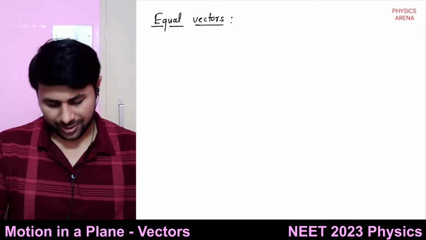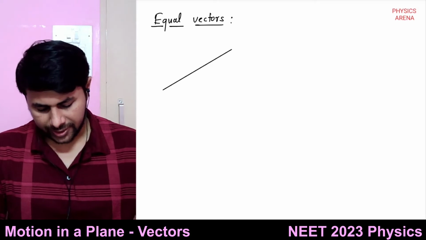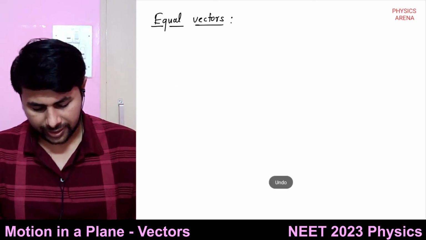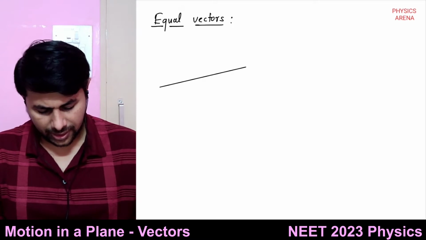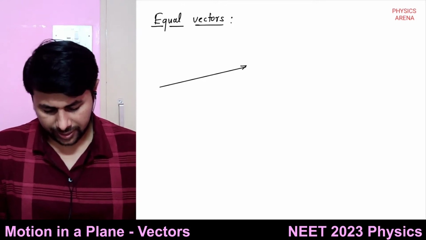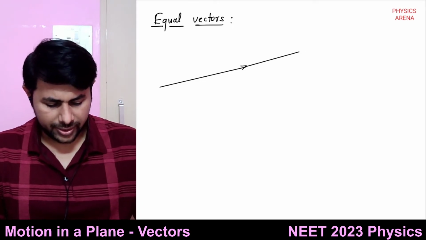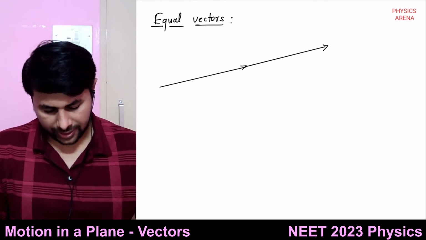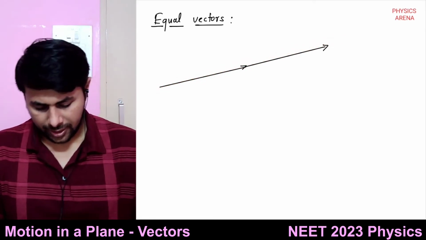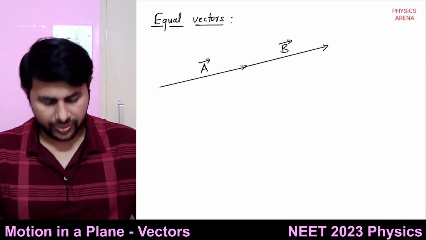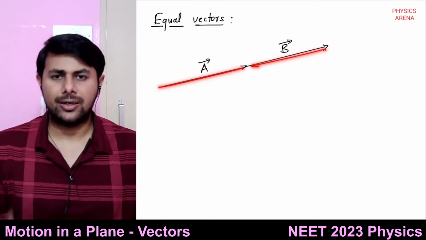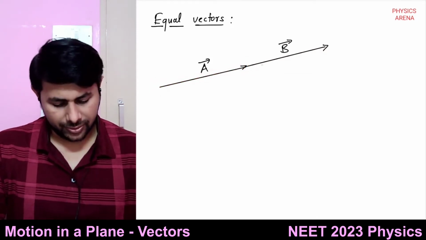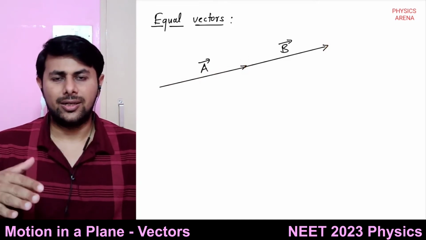So what would be equal vectors? Equal vectors are vectors having the same magnitude and the same direction. So this is one vector and I have another vector, so I can draw it like this. These two have the same length and they are directed along a straight line. If this vector is A bar, I'm calling the other one B bar. A bar and B bar are equal vectors if their magnitudes are equal. The length of A bar is equal to the length of B bar and they are directed in the same direction.